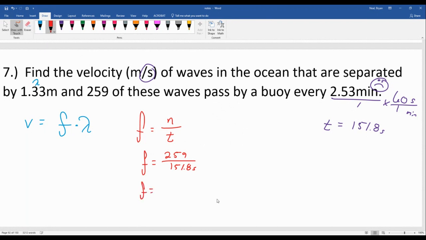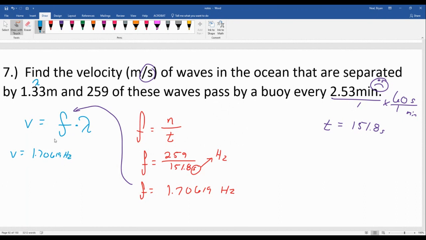Then remember seconds on the bottom, that's going to tell us that we've got hertz. Then dividing these actual numbers, 1.70619, and so on, hertz. And then bringing that back over, we can now answer the question. So our frequency, 1.70619, and so on hertz.